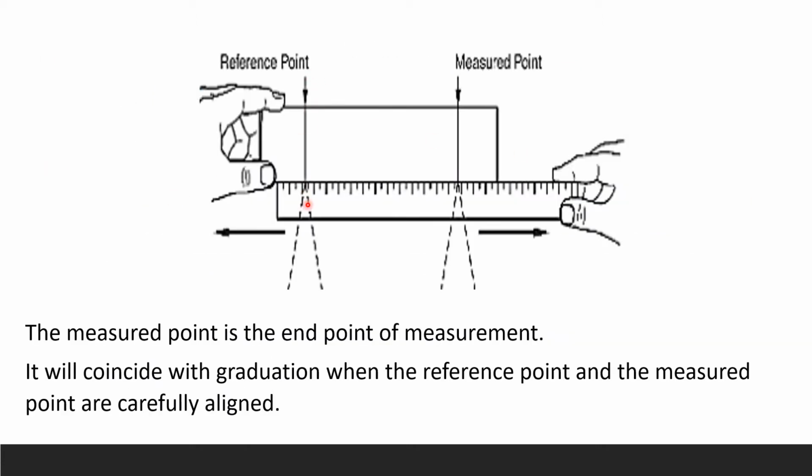The reference point is where you want to start to measure, and your measure point is where you're going to measure up to. So that's the start point, that's the end point, and you're going to coincide the graduation here on your rule or the scale. When the reference point and the measure point are carefully aligned, you will get the correct measurement.